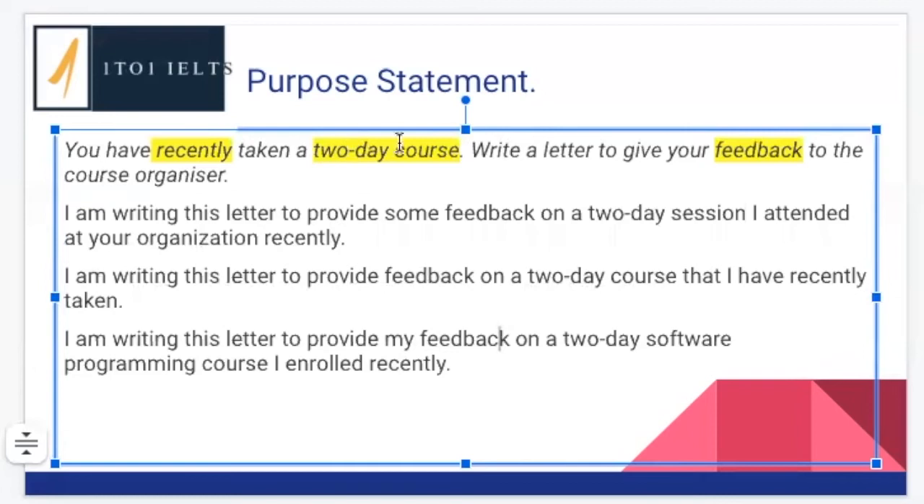So you're like, okay, they've mentioned you did a course. So to try and vary it a bit, we're going to mention what type of course it is. So good, 2-day software programming course I enrolled recently. Can anyone tell me the problem with this? Oh, right idea, Evan. So it needs a preposition, but it's the wrong preposition.